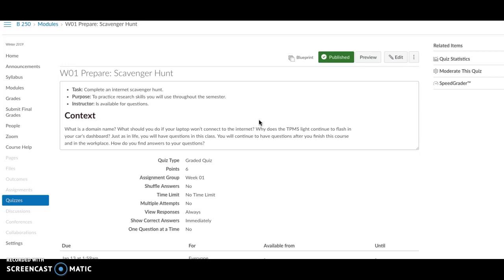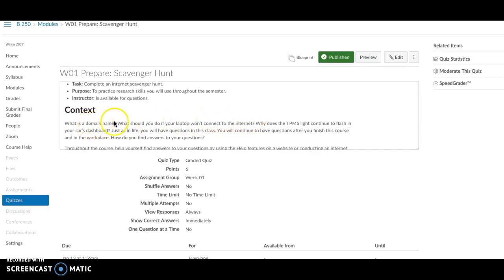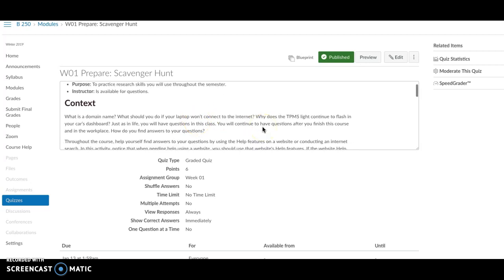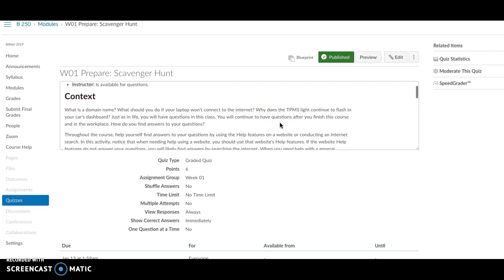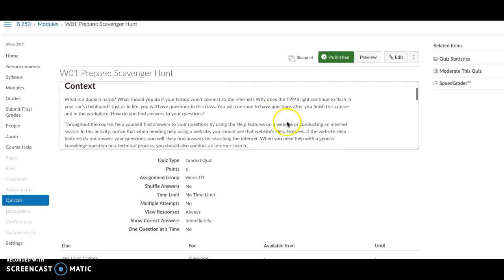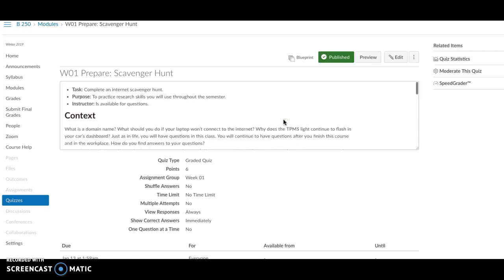So the last assignment will be just an internet scavenger hunt. It'll take you through the basics of the course. What is a domain name, and then some helpful hints. What do you do if your laptop won't connect to the internet? This is really just trying to, in a fun way, get you through some of the frequently asked questions and helpful things to know. Again, it should not take up a lot of time this first week.